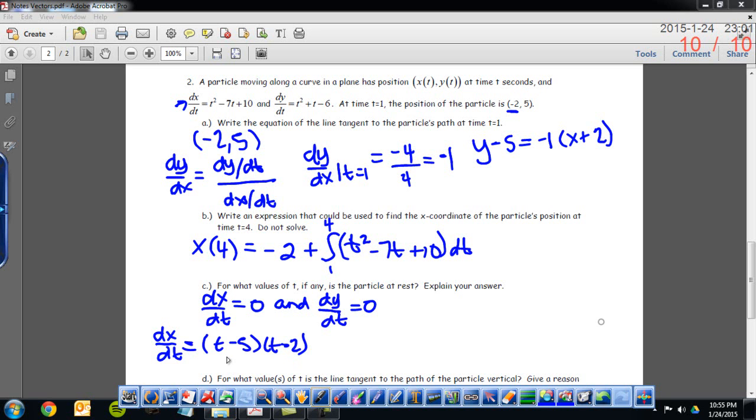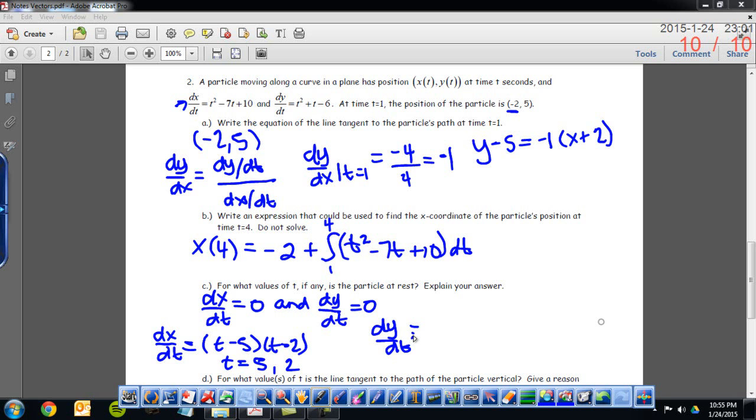And we would end up that dx/dt is equal to 0 at t equals 5 and t equals 2. So at t equals 5 and t equals 2, the particle is not moving left or right. There's no horizontal movement. But we also have to take into account the vertical movement. So we need to set dy/dt equal to 0.